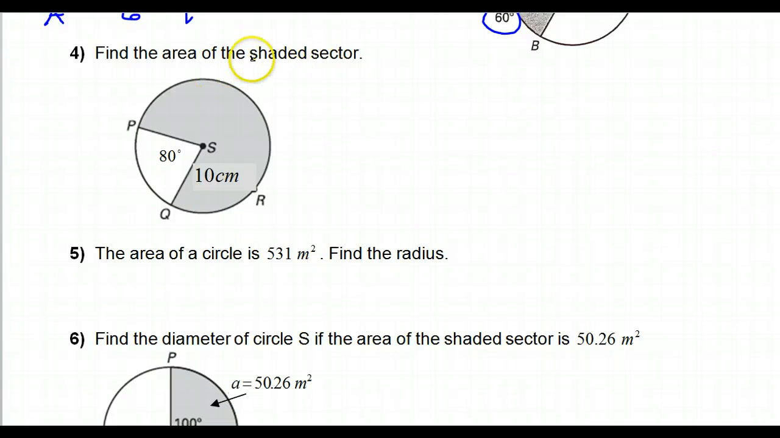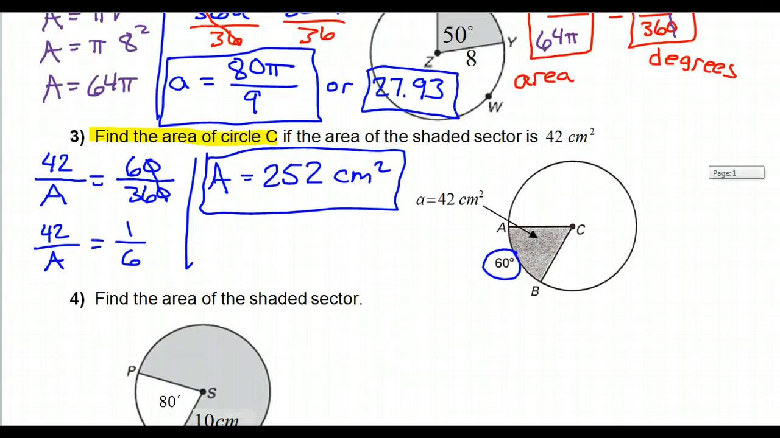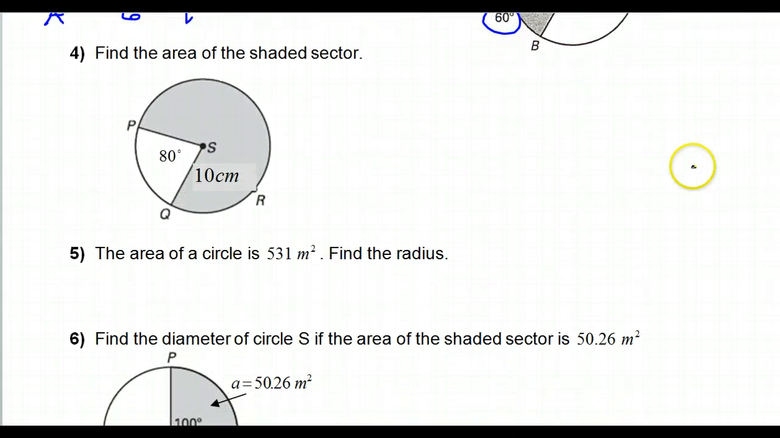Number 4, find the area of the shaded sector. This looks very much like the last problem with one small twist that we have to watch out for. Alright, some kids fall for this, don't you fall for it. Tell me what I'm doing wrong. I need to do part over whole, so I'm going to do 80 over 360. What did I just do wrong? It's not going to be 80. Hopefully that's what you were saying to me just now.